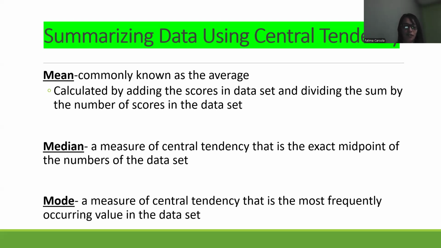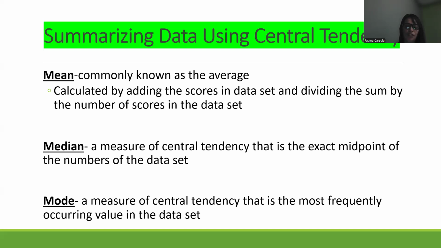So you also have here the median. The median is another measure of central tendency, and unlike the mean, it is not a calculation, it is a location. So when you say a median, it is a location. It is not a calculation, but it is a location.